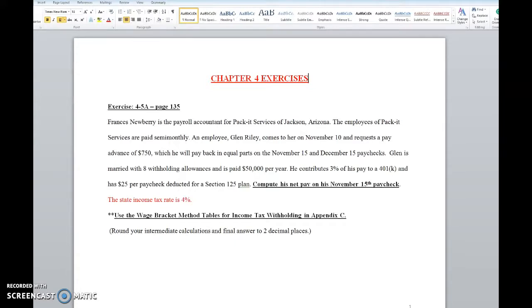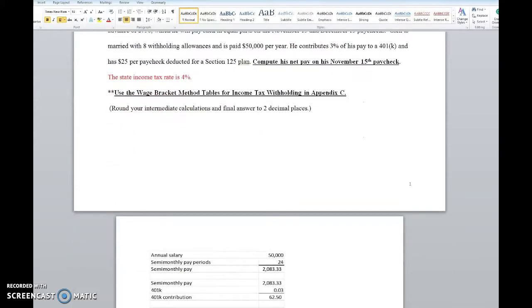In this example, we need to compute Francis's net pay for his November 15th paycheck. The state income rate that they give to us is 4%. So we need to use the wage bracket method tables for the income tax withholding, which is located in Appendix C, in the back of your book.